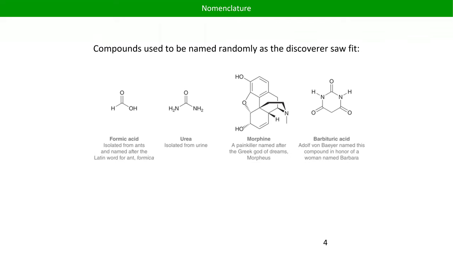This Bayer made barbiturates, named in honor of a woman named Barbara, which incidentally was not his wife. His wife's name was not Barbara. So we don't know who Barbara was, but we know that Adolf was not married to Barbara.